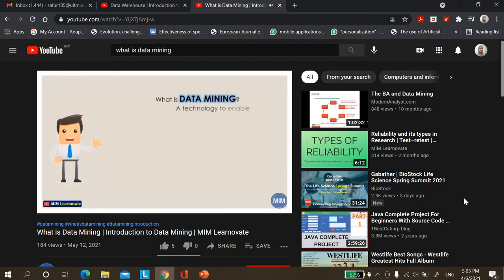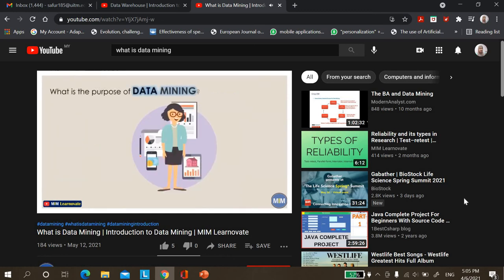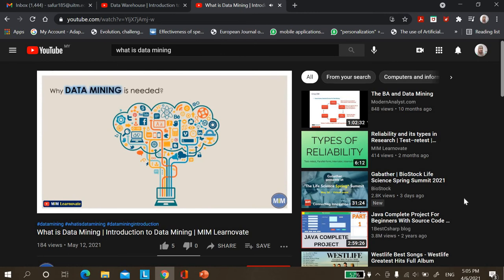What is data mining? A technology to enable data exploration, data analysis and data visualization of very large databases at a high level of abstraction. What is the purpose of data mining? Data mining helps analysts to recognize significant facts, relationships, trends, patterns which might go unnoticed otherwise. Why data mining is needed? Too much data and too little information. There is a need to extract useful information from the data and to interpret the data.